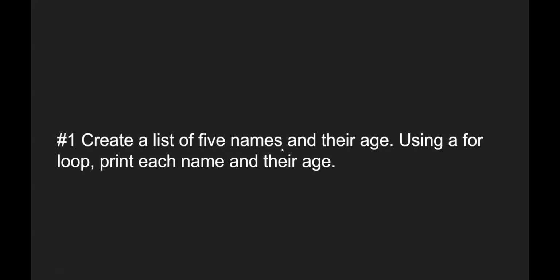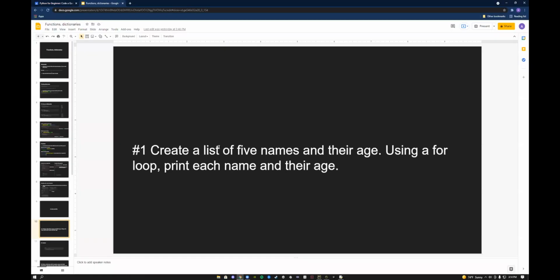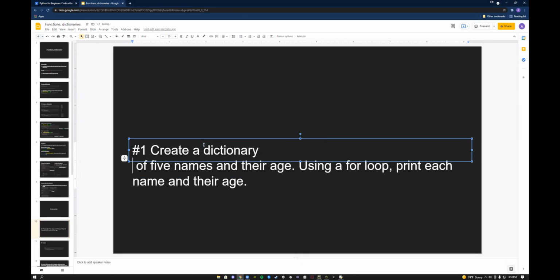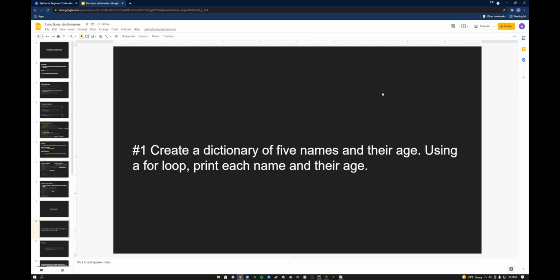So for number 1, there should be dictionary. I don't know why that's the list. Let me change that. Okay, so create a dictionary of 5 names and their age, and then using a for loop, print each name and their age.